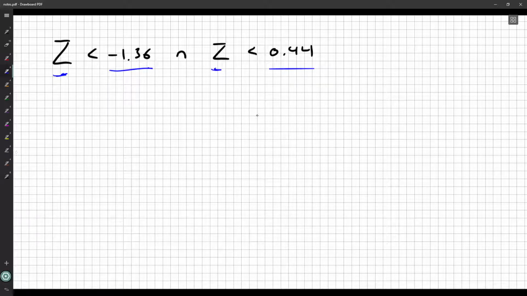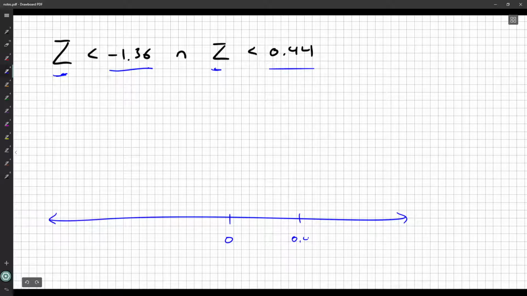Let's try to understand z less than negative 1.36 and z less than 0.44. What does that look like? If z is less than this negative number, z is automatically less than 0.44. We can even visualize this on a number line. We get 0 here, this positive 0.44 over here, and then our negative 1.36. Values of z less than negative 1.36 are values like negative 2, negative 1.47, something like that. These are over here on the left.